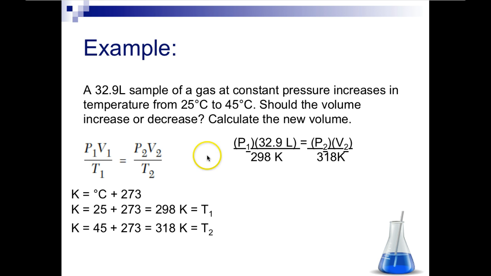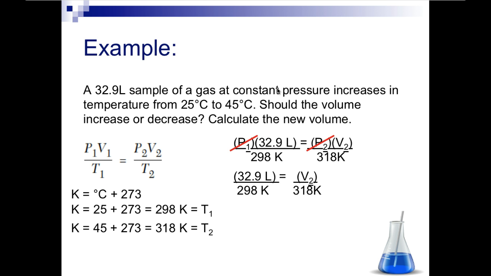We don't know what our pressure is, but we know the initial volume is 32.9 liters and the initial temperature is 298 Kelvin. And like I said, we don't know what our new volume is going to be, but that's what we're solving for, and our temperature increased to 318 Kelvin. In the problem, it says constant pressure. So we're at a constant pressure. So guess what we can get rid of? We can get rid of our P's in our equation because it's not changing. It's going to be constant. So then our equation is going to end up looking like this.